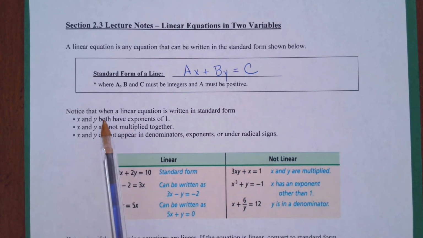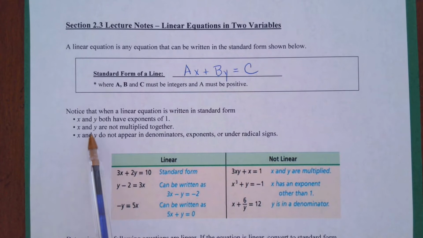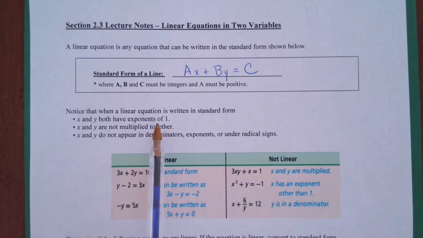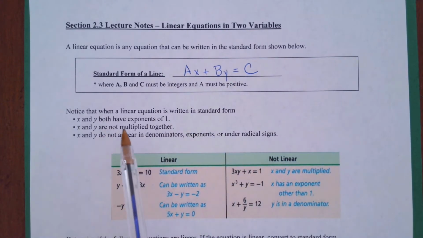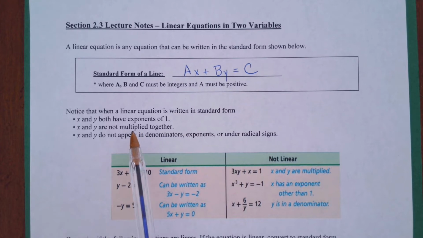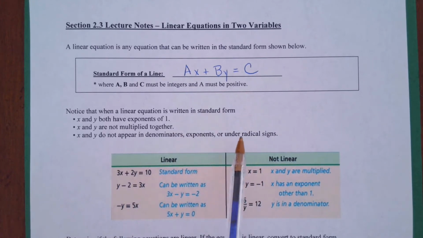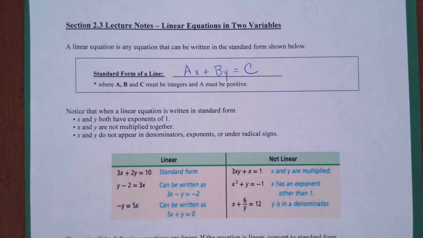All right, so here are some things about writing this line in this form. X and y always have to have an exponent of 1. Okay, so you remember you don't see the exponents to the first power. X and y cannot be multiplied together. And x and y are not in the denominator, they're not in any exponents, and they're not under any radical signs. Okay, so they have to be strictly by themselves, separate, and always to the first power.